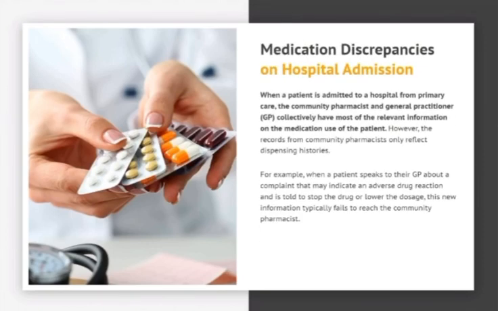When a patient is admitted to a hospital from primary care, the community pharmacist and general practitioner, GP, collectively have most of the relevant information on the medication use of the patient. However, the records from community pharmacists only reflect dispensing histories. For example, when a patient speaks to their GP about a complaint that may indicate an adverse drug reaction and is told to stop the drug or lower the dosage, this new information typically fails to reach the community pharmacist.